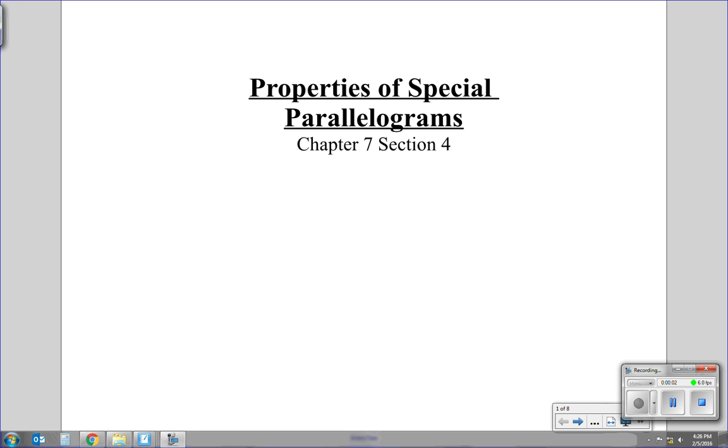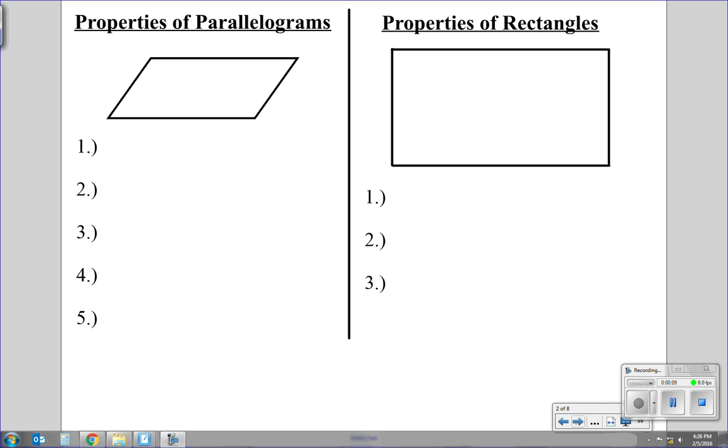Talking about properties of special parallelograms. We talked about parallelograms yesterday, and we have to remember the 5 properties of regular parallelograms.